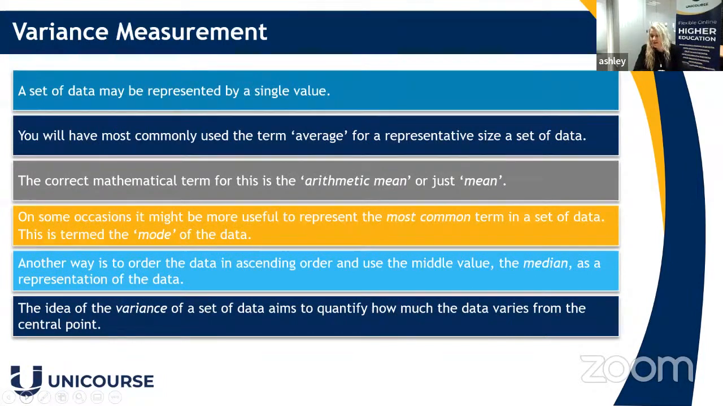You can look at creating an average by doing a mode calculation, which looks at the most common number. And you might even want to put all of your data in ascending order to find the middle value, to find the median. And considering that the idea of variance of a set of data aims to quantify how much the data varies from a central point, you need to find that average to be able to work out the time series and how you're going to do it. You might want to just do it quarterly and do it over 4 periods of time.